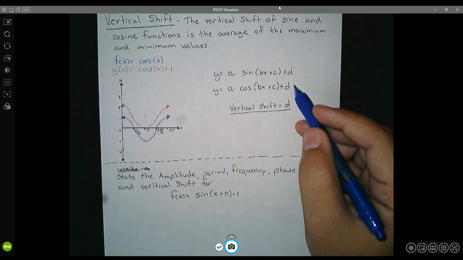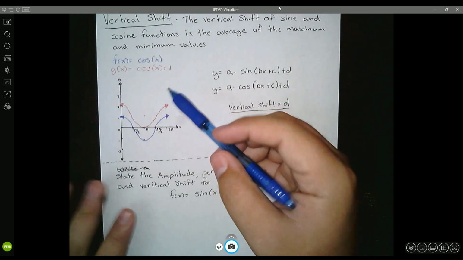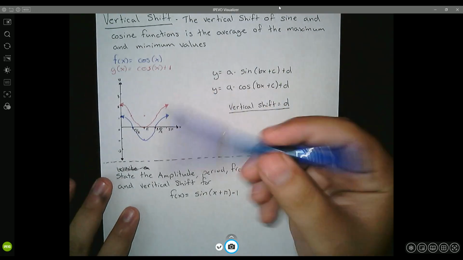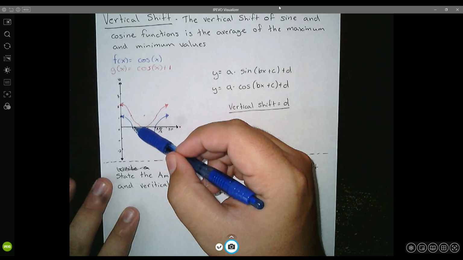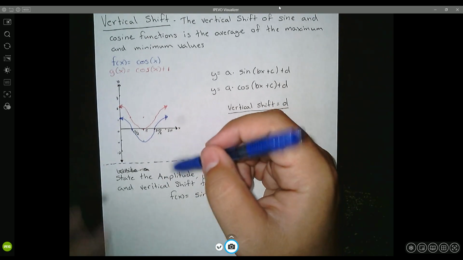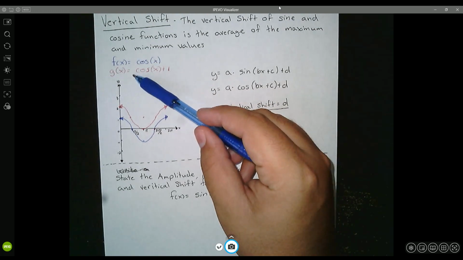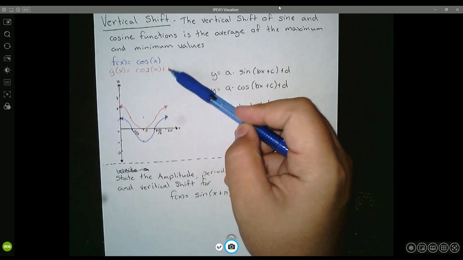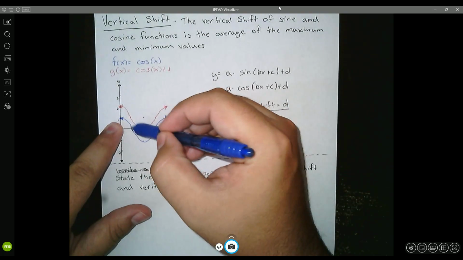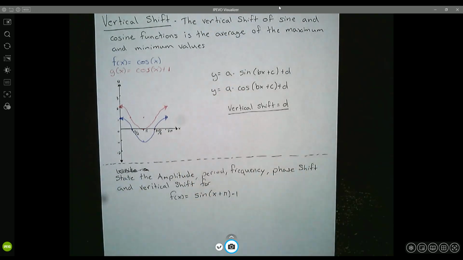To see what that looks like, we have these functions over here. We have our parent function, cosine x, in blue, which is this line right here. It has 1 and -1 as its max and min, and it goes down and does its thing. Then we have an altered version, g of x equals cosine x plus 1. It has a vertical shift of 1, and you can see all values simply go up 1 unit. That's all a vertical shift really is. So let's look at our problem.